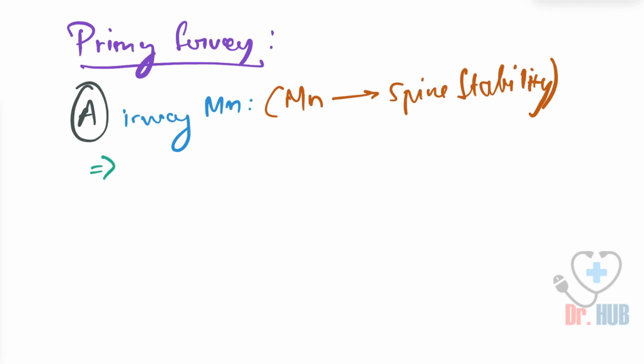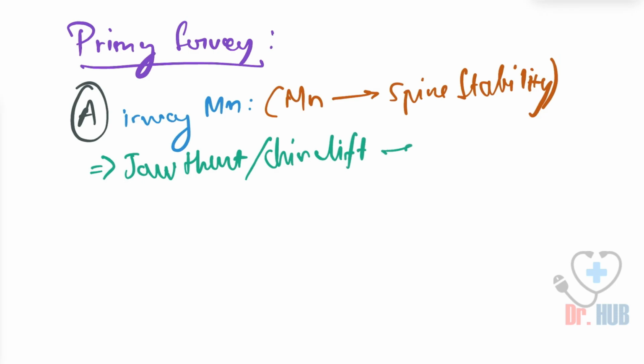So the things performed are the jaw thrust in cervical injury, or the chin lift. Jaw thrust and chin lift can be performed in case of airway obstruction.